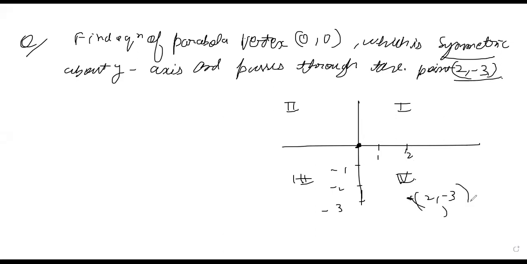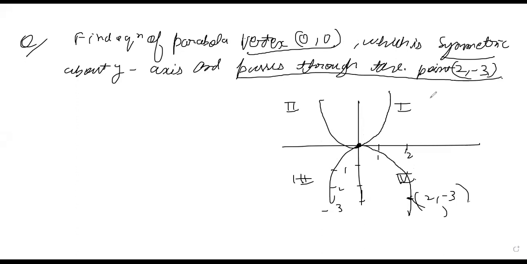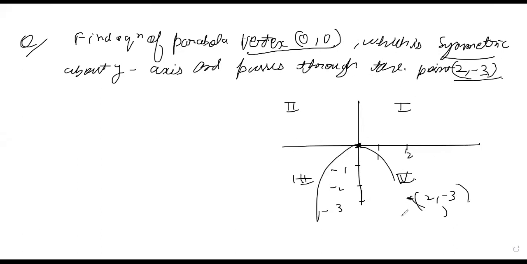See, if the parabola has vertex at 0, it can be like this or like this. The question has given that the parabola passes through 2, -3. So will it be this parabola or this parabola? The one on the negative y-axis. So we will take the parabola on the negative y direction. The equation of the parabola on the negative direction of the y-axis is x square equals minus 4ay.